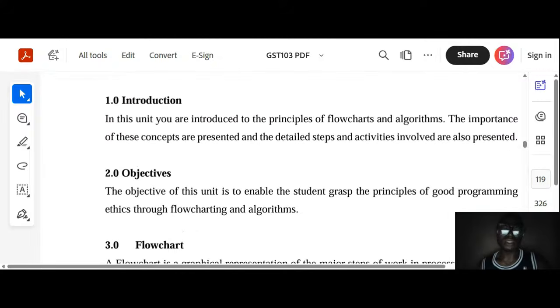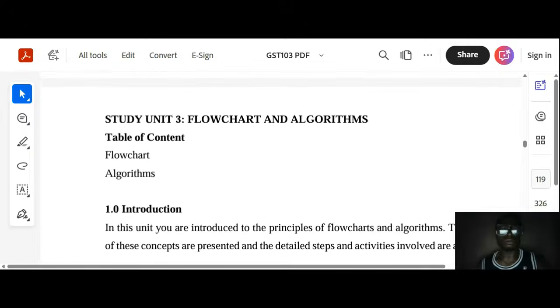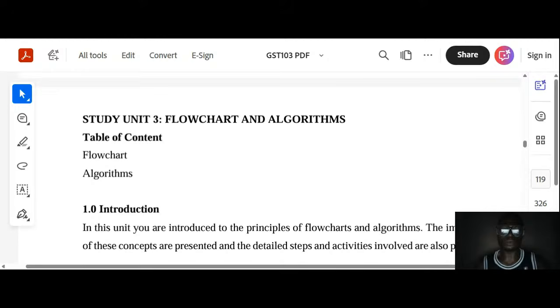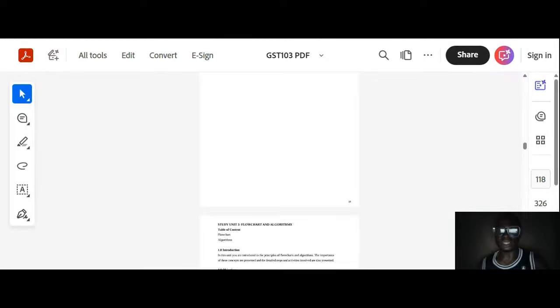Now, the next unit is study unit 3, where we'll talk about flowchart and algorithms. Flowchart and algorithm. Now, these are deep computer terms, especially for programming.